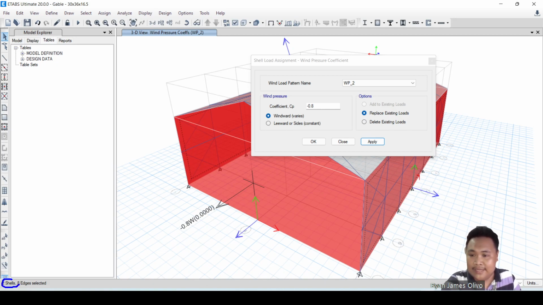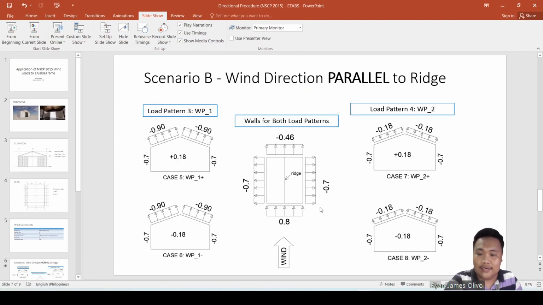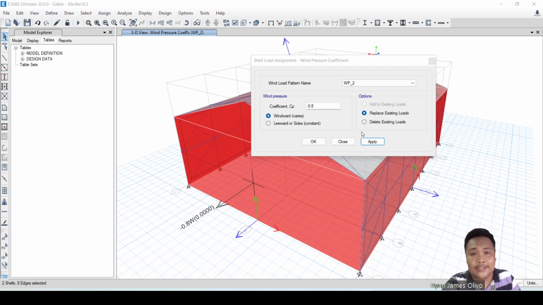As you can see here, we have selected two shells, so this means that our side walls, this is our side walls, are negative 0.7. It's the same for both load patterns in scenario B. So that is positive. And leeward, don't forget to click leeward.